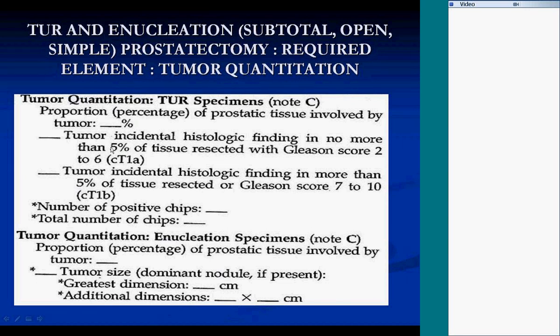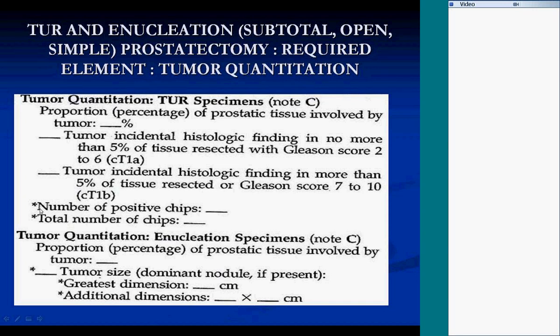TURP chips or enucleation specimens involving less than 5% of tissue by simple visual inspection of all the slides and with no high-grade disease, meaning no patterns 4 and 5, and greater than 5% or any high-grade disease bumps the patient into a clinical T1B category. And it makes a difference because many physicians, urologists will consider active surveillance or watchful waiting with patients who have clinical T1A disease versus T1B.